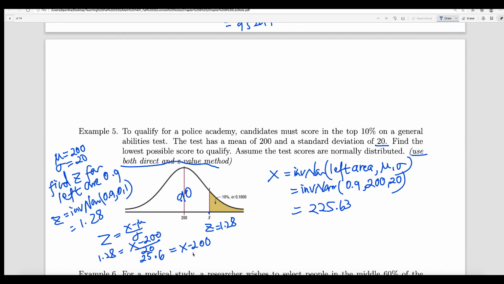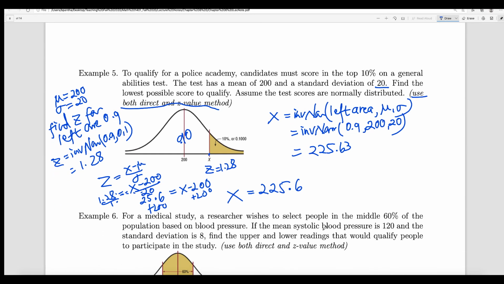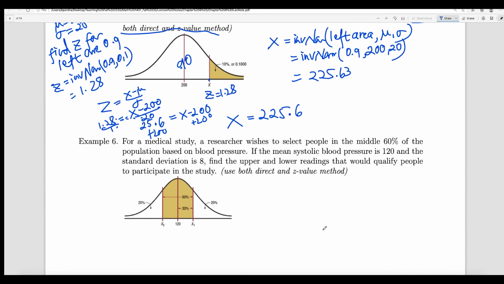Now add 200 on both sides, because what I'm doing is the cross multiplication there. 20 times 1.28 will be 25.6, and then 1 times that is X minus 200. So add 200 and you get X equals 225.6. That's what you get. All right, guys. So either way, you'll get the same answer, but to find out x value or g value, we always use the inverse norm.